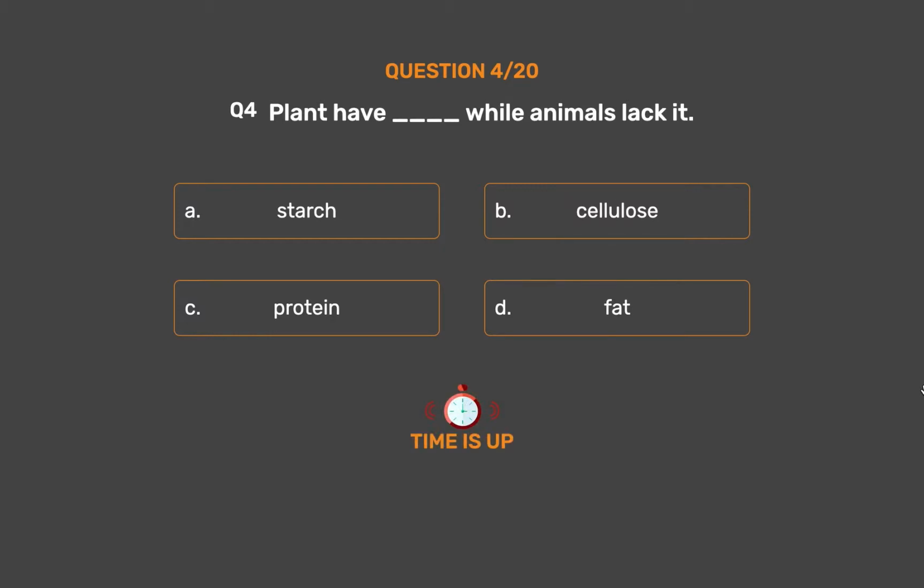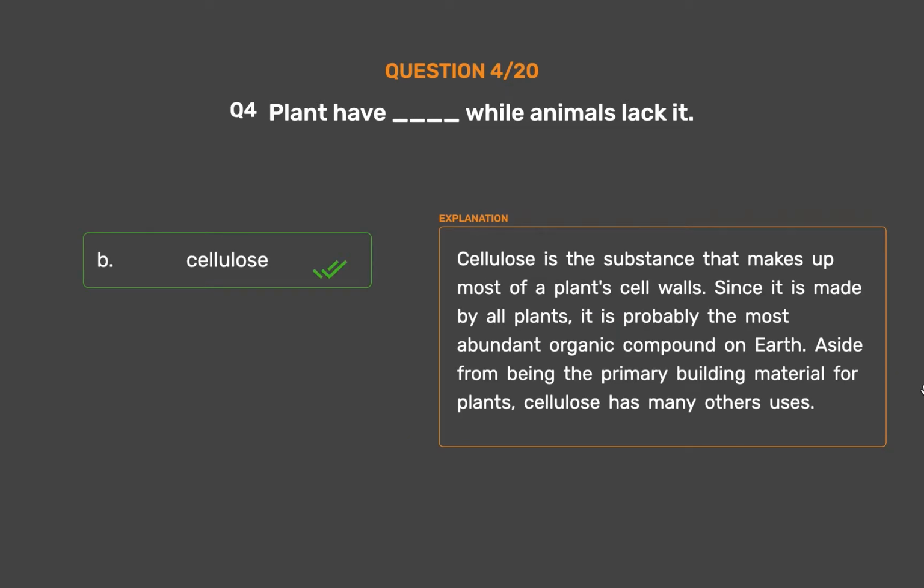The correct answer is Option B. Cellulose. Cellulose is the substance that makes up most of a plant's cell walls. Since it is made by all plants, it is probably the most abundant organic compound on Earth. Aside from being the primary building material for plants, cellulose has many other uses.